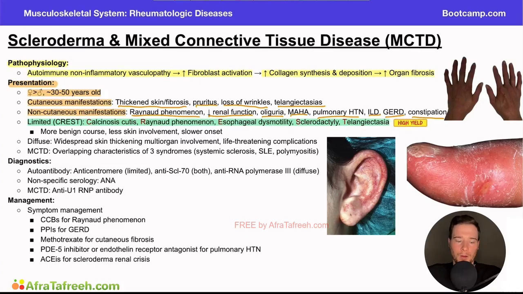Now, it's a key point here that patients who have the limited form of scleroderma have a more benign course. They have less skin involvement and overall a slower onset. And so, of course, now we have to turn our attention to the diffuse form, which has widespread skin thickening and multi-organ involvement with life-threatening complications.